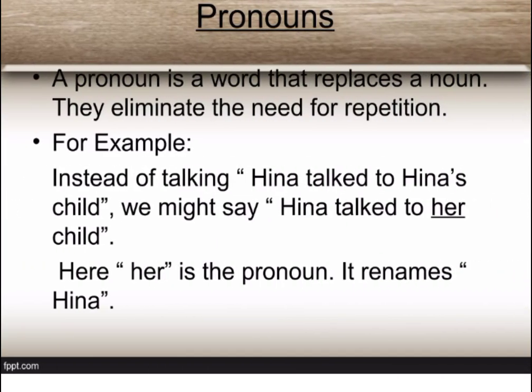Pronouns. A pronoun is a word that replaces a noun. They eliminate the need for repetition. For example, instead of saying, Hina talked to Hina's child, we might say Hina talked to her child. Here, her is the pronoun. It renames Hina.